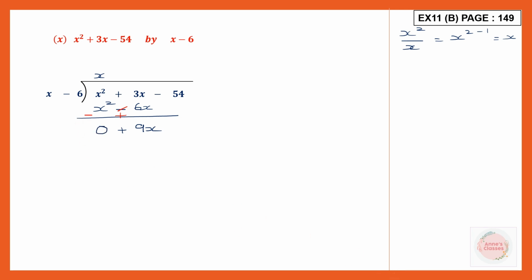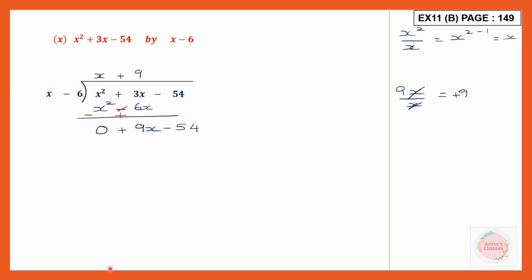This is done. Now let's bring down the next number minus 54. This is the new dividend. So how do? We take the first term of the dividend and divide it by the first term of the divisor. So 9x divided by x. So the x gets cancelled and we have only 9. It's plus 9. So let's write it there, plus 9.